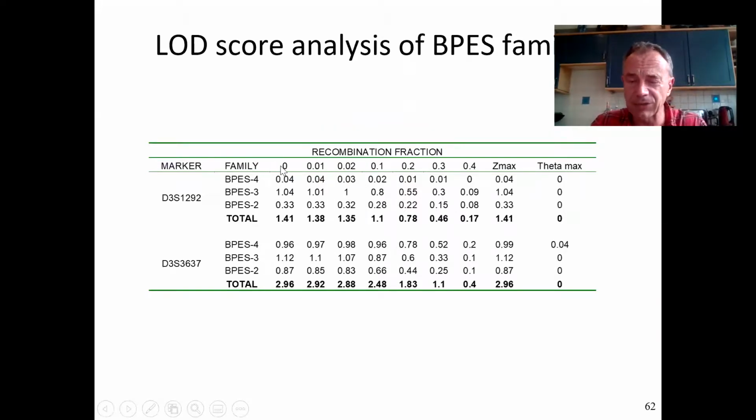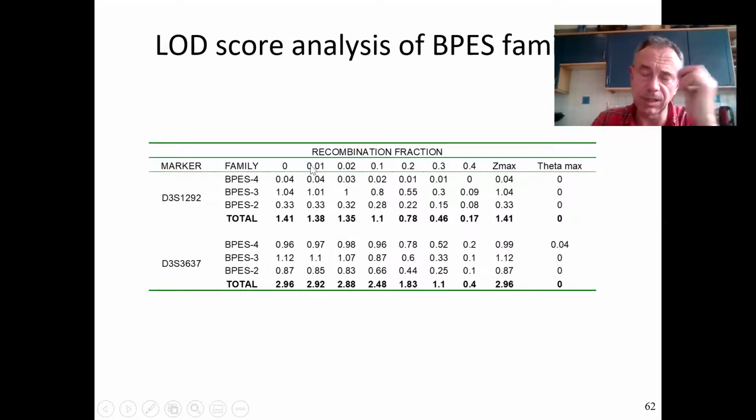So these are different values of the recombination fraction, as we're calling it now, recombination probability theta. We evaluate the log score at these different values in each pedigree, and each pedigree gives us a log score like this. So you see that this one gives a 1.04, 1.01, and so on, at these different values for theta.